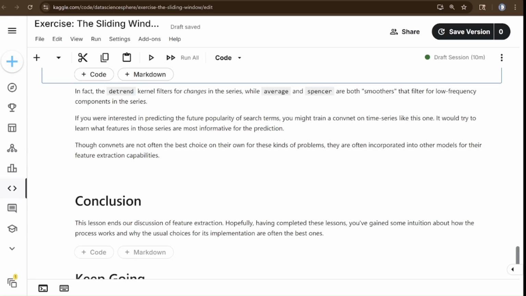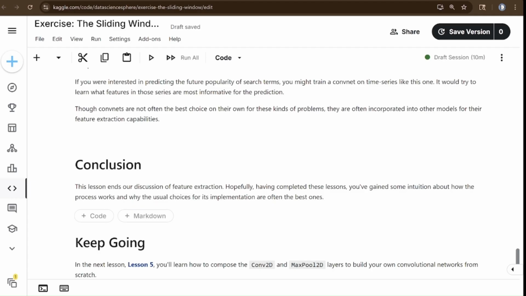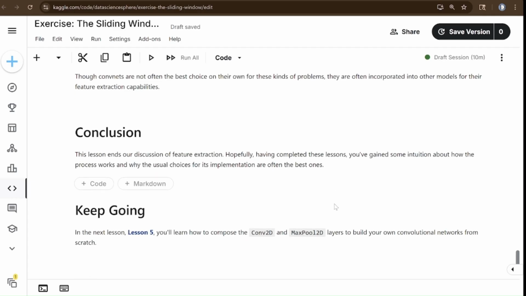Okay, so now the lesson ends our discussion of feature extraction and you have gained some intuition. Yes, you have gained, and in our next lesson we are going to compose conv2d and maxpool2d layers to build your own convolutional networks from scratch.